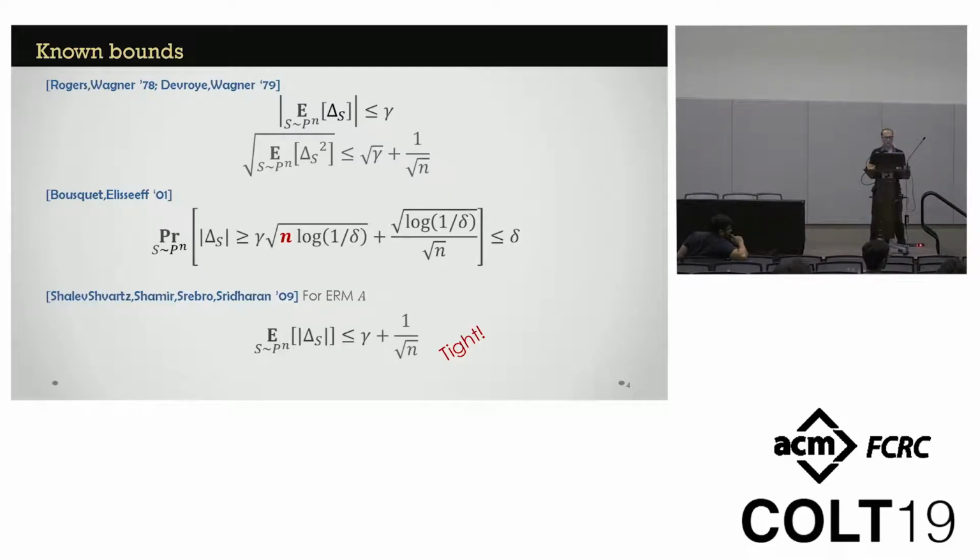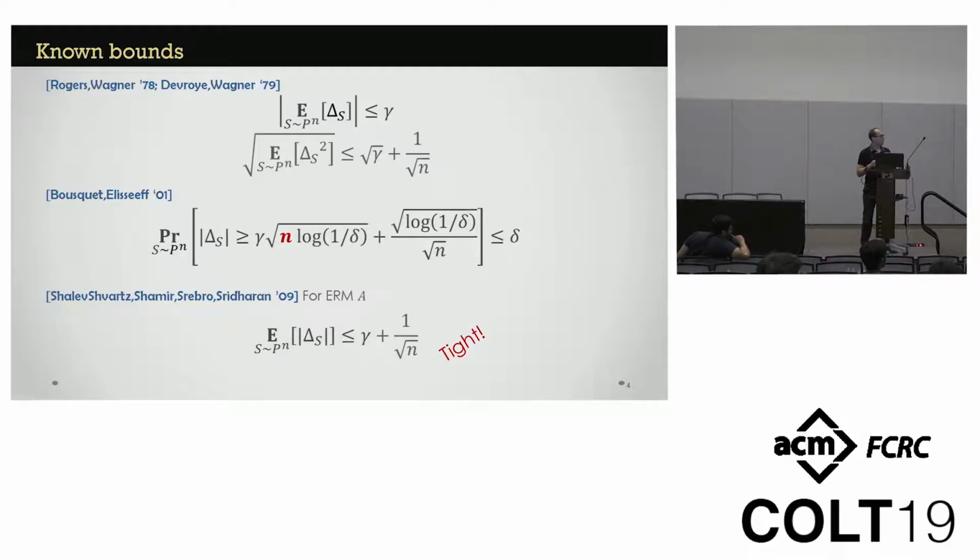So another relevant result is that of Shalev-Shwartz and others, who show that if your algorithm happens to be the ERM, the empirical risk minimizer, then the first moment of the estimation error is at most gamma plus 1 over square root of n. And this can be easily seen to be optimal. So this has been the state of the art for a while, until about a year or so ago.